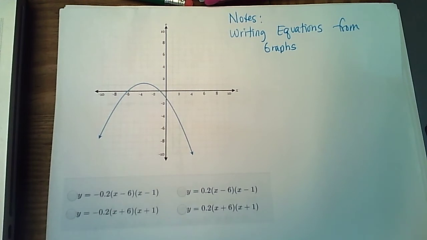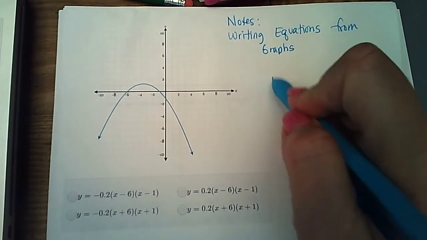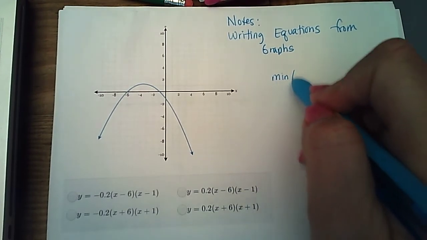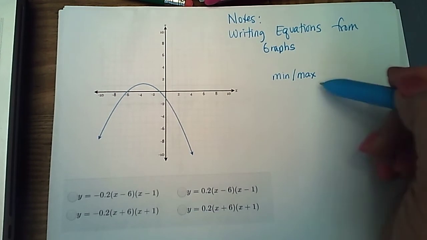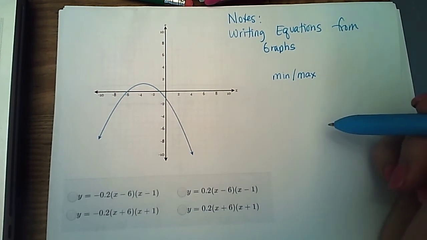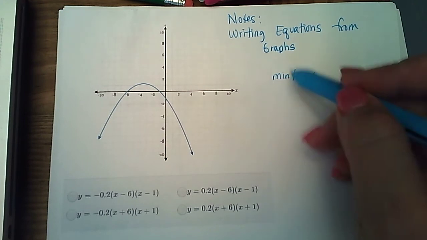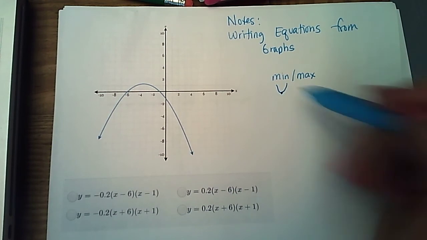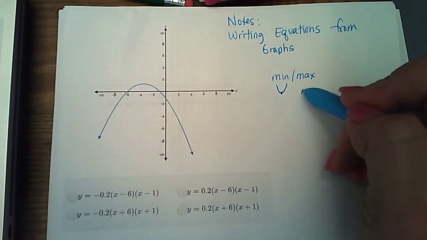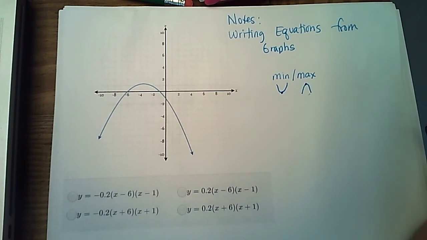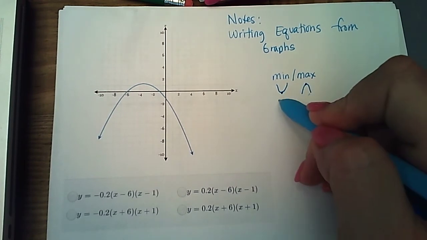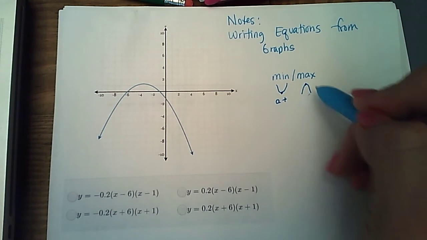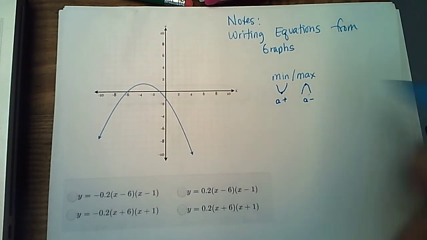We're going to start by working smarter, not harder. The first thing we're going to do is say, if we know whether it's a minimum or a maximum, that right there can eliminate 2 of these equations because it means my A coefficient is positive or negative. Remember, with a minimum, it's the lowest point on the graph. A maximum is the highest point on my graph. With a minimum, the A is positive. With a maximum, the A is negative.